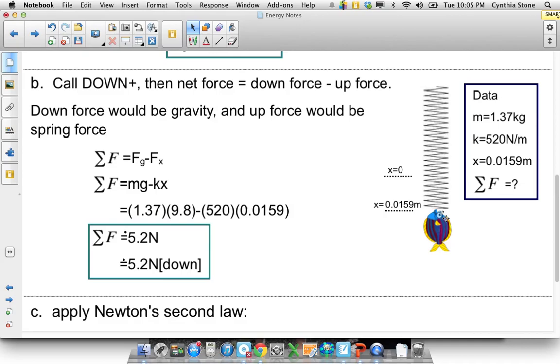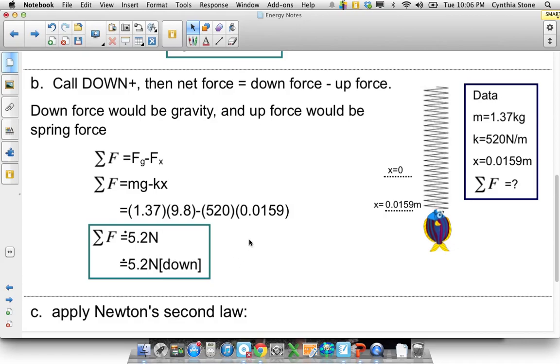Well, motion doesn't mean there's a net force, but we can't assume there's no acceleration. So we're saying let's assume there's a net force. It's going to be gravity minus Fx, right? And so you just sub in the numbers. mg minus kx. We know the x value, we know m, we know k, and you end up with 5.2 newtons. Okay, so that's the net force.